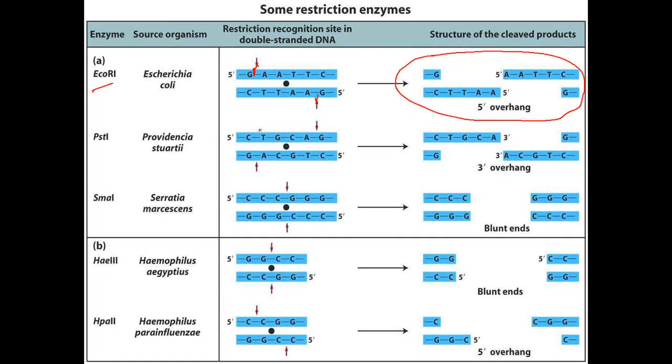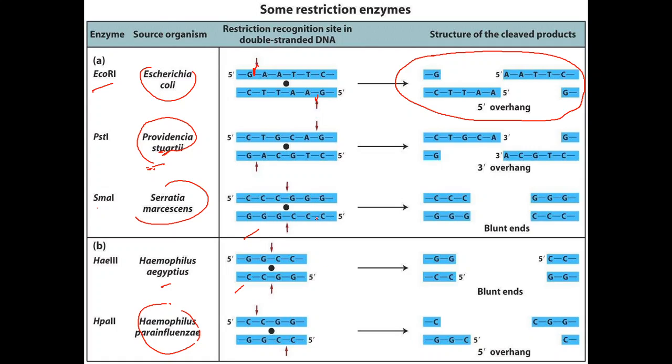So, we also have PstI, from Providencia stuartii. These are bacteria. We have SmaI, from Serratia marcescens. We have HaeIII, from Haemophilus aegyptius. These are bacteria from which we obtain the enzymes, the restriction enzymes. These are just examples of enzymes which cut a specific site in the DNA.